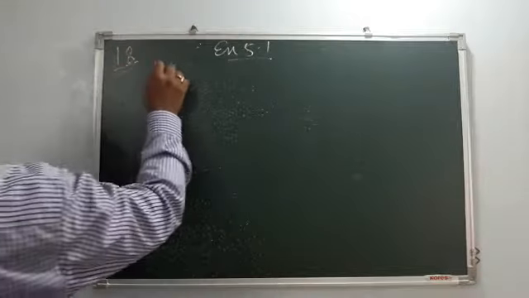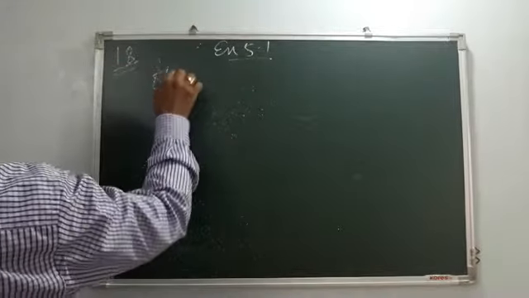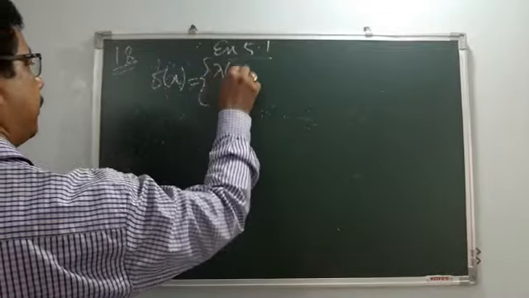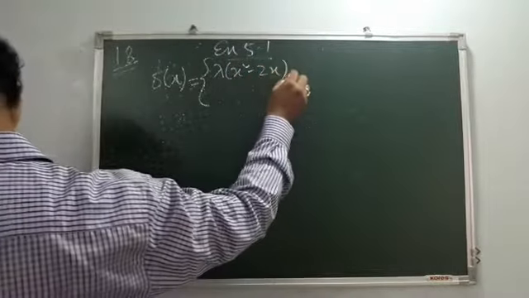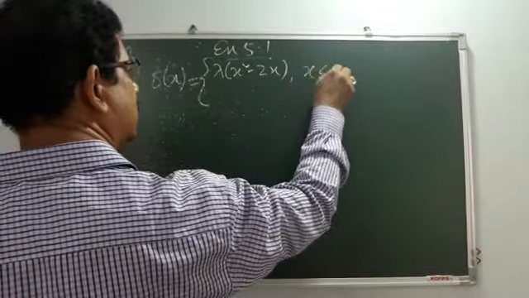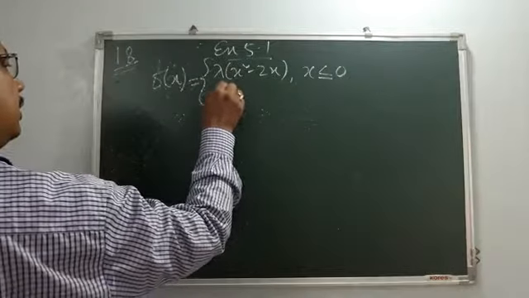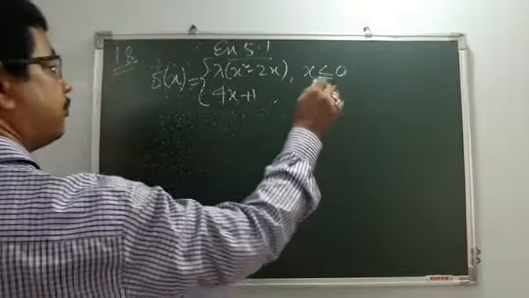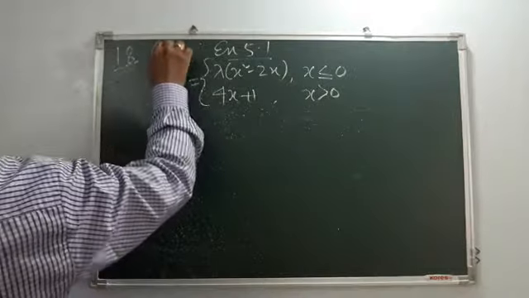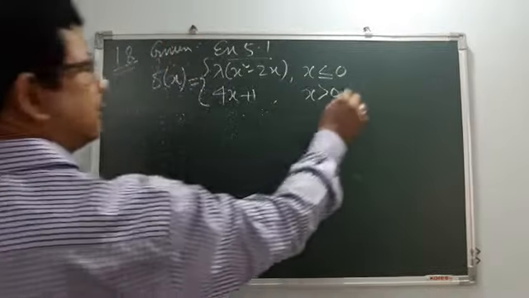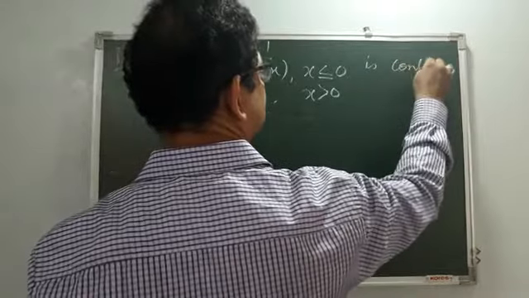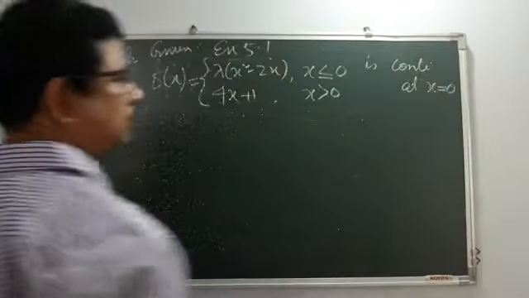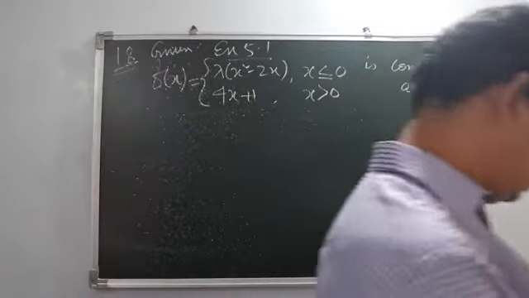Question number 2. f(x) is given as λx² − 2x when x ≤ 0, and 4x + 1 when x > 0. Given f(x) is continuous at x = 0, we have to find the value of λ.